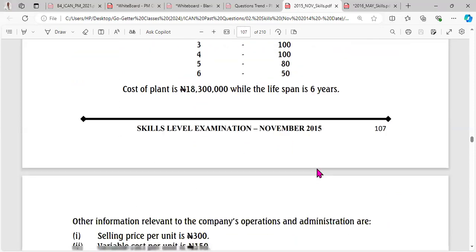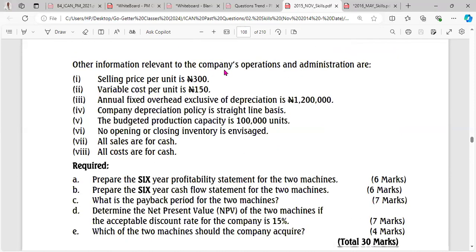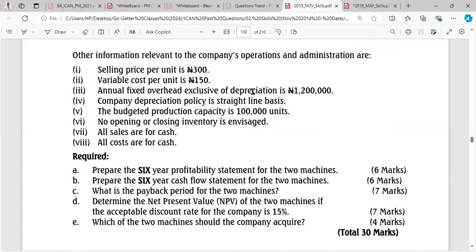Then you will do your selling price multiplied by quantity, variable cost multiplied by quantity for each of the two machines. Then you put your annual fixed overhead for each year, 1,000,002. Then you put your depreciation, which you will calculate straight line. It will be the same figure. You put them for the whole 6 years. Then, of course, there's no opening and closing inventory. It's easier for you. So with profitability statement, depreciation must come, and you have profit as your aim.